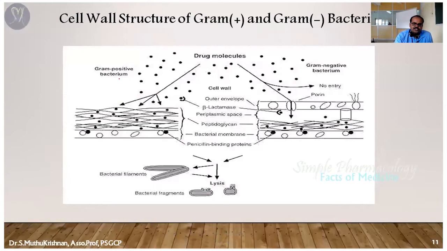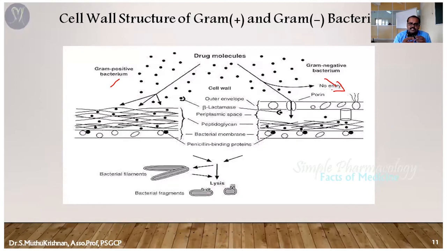This is a gram positive organism, and this is a gram negative organism. Why are natural penicillins very effective only against gram positive organisms? The gram positive organism has a thick cell wall, made up of an enormous amount of peptidoglycan. The peptidoglycan cross links with each and every molecule, so it becomes a very tight bond.